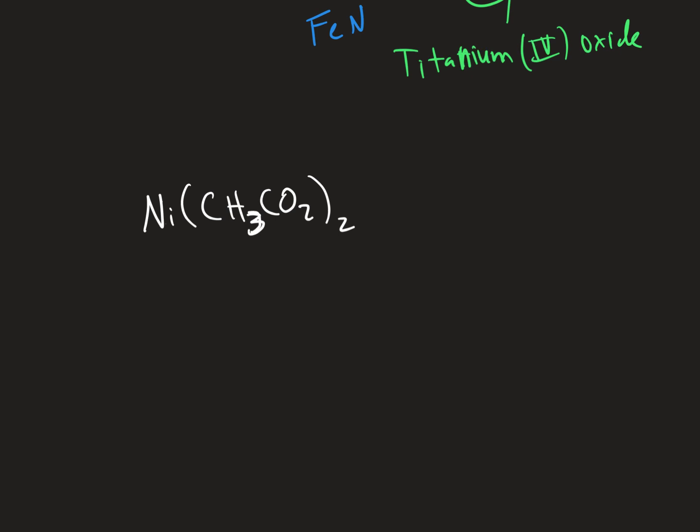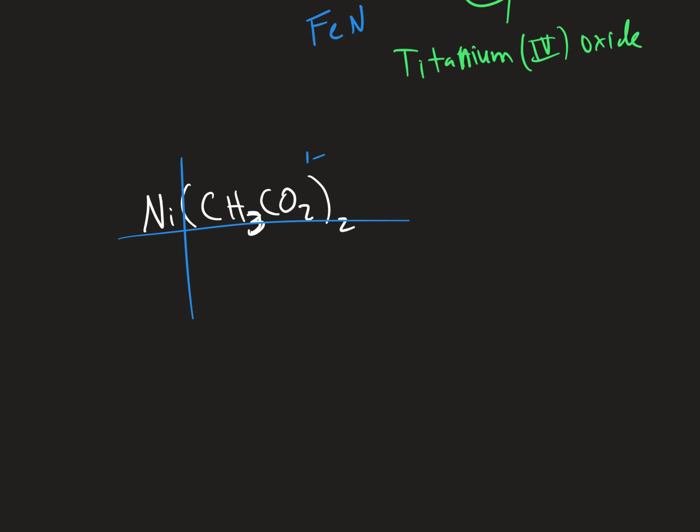Okay. Do we need to figure out the charge of this one? How do we know? Is this a transition metal? Yes, nickel is a transition metal, so we have to figure out the charge. That means we have to know the charge of the anion. What is this anion? Acetate. Yeah, we have to know that. This is acetate, and what's the charge of acetate? We have to know this. It's a 1- charge, right?